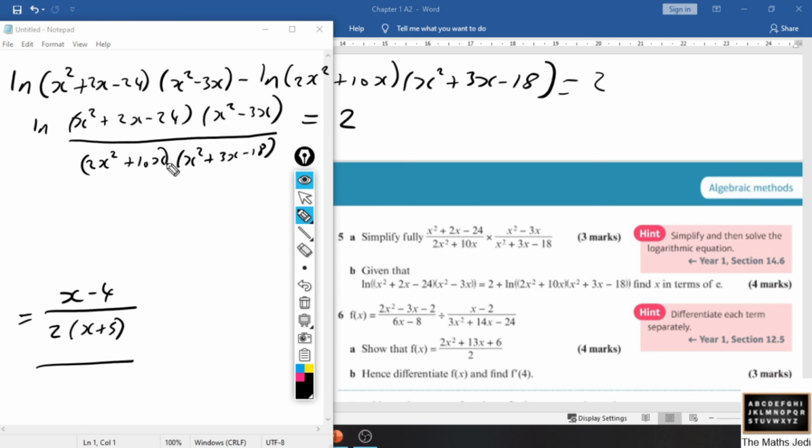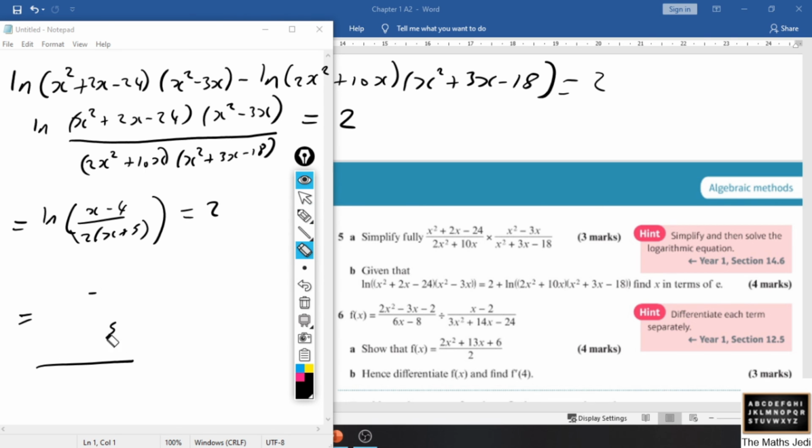So you can see in this expression here, we have exactly the same thing as this. We know already this makes this. So we're going to have log of x minus 4 over 2x plus 5. That's equal to 2. Then we're going to anti-log everything. So in other words, we're just going to remove the log.